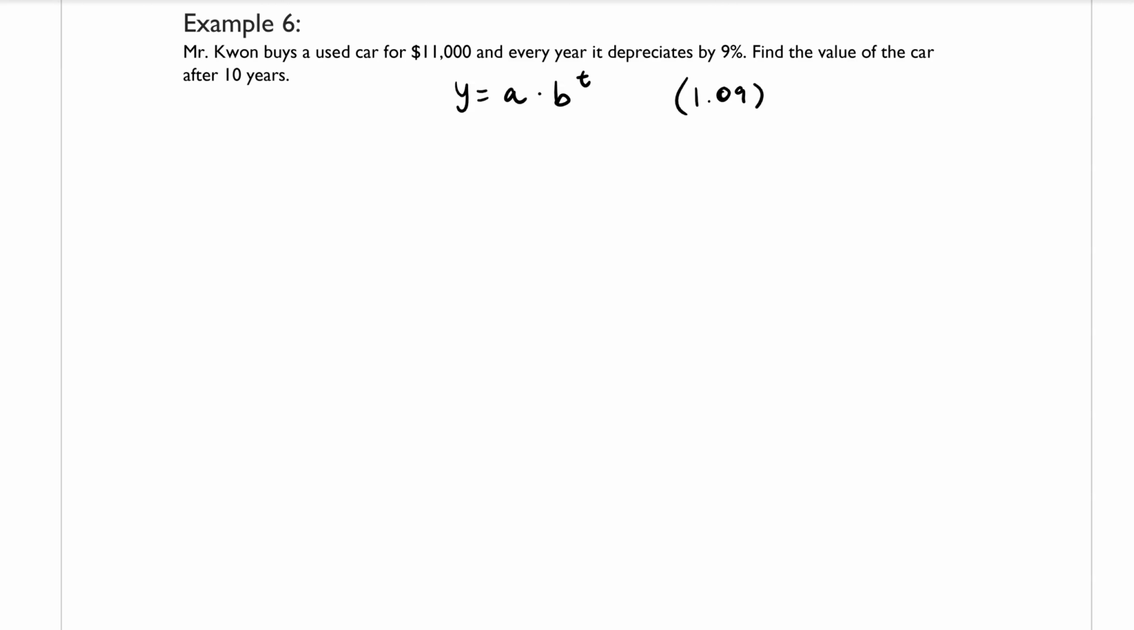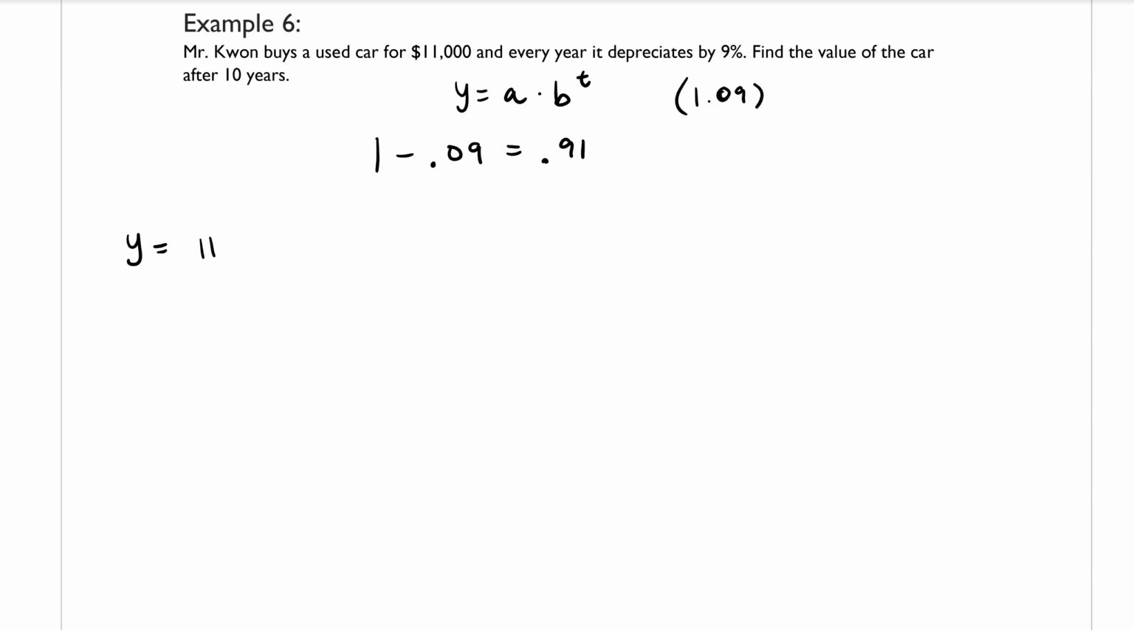However, it's different if the value or the population or whatever you're measuring is decreasing by a certain percentage every year or time interval that you're looking at. What you would do in that scenario is, instead of adding, you would do 1 minus whatever the percentage is as a decimal, which in this case, if we did 1 minus 9%, would be equal to 0.91. So in this scenario, our b value is 0.91.